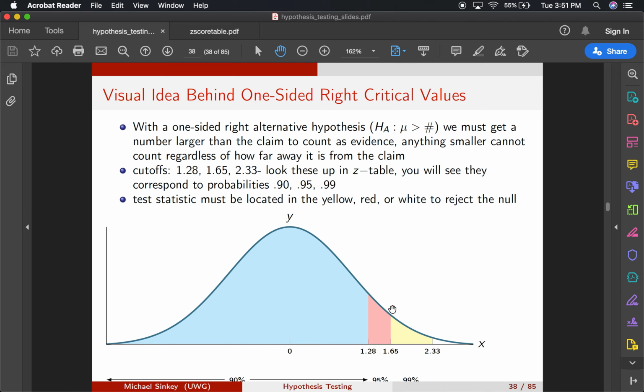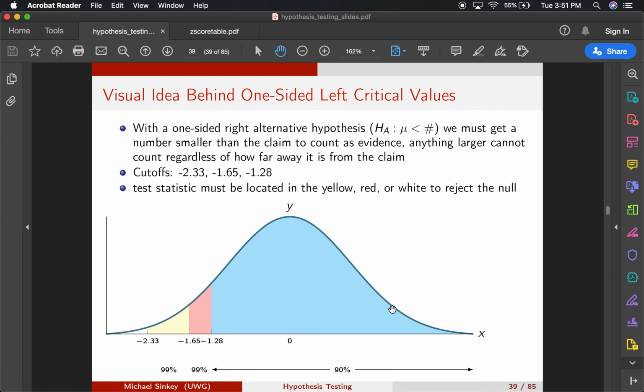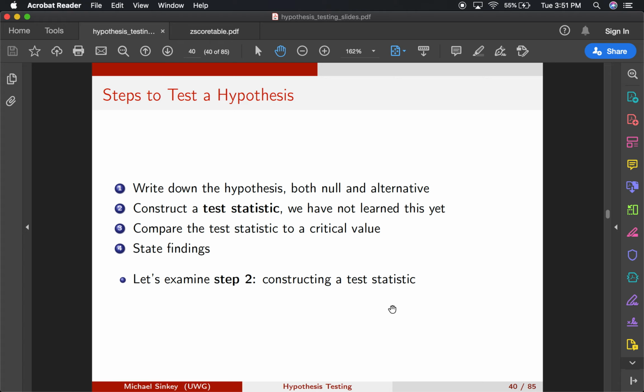So the cutoffs just force all the data to be to the left of the, not the mean, but they force the data to be to the left to count as evidence for the null. So I can't have data to the right. And it's in reverse. If I have a one-sided left hypothesis, we just flip the signs. Okay, so these are the steps that we use to test a hypothesis. We're going to construct a test statistic, compare it to a critical value, and state the findings. We're going to examine how to make a test statistic in the next set of slides.